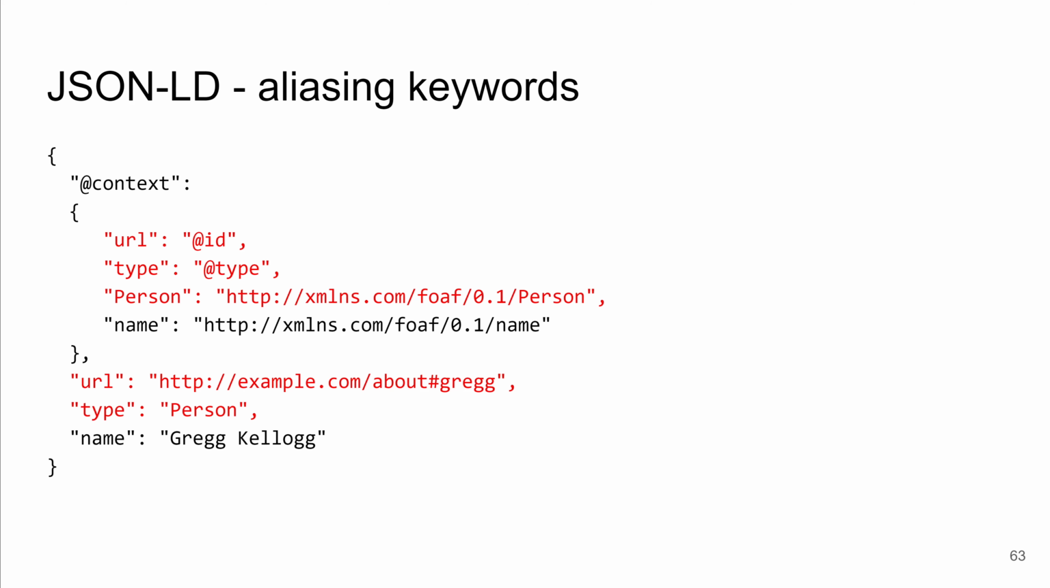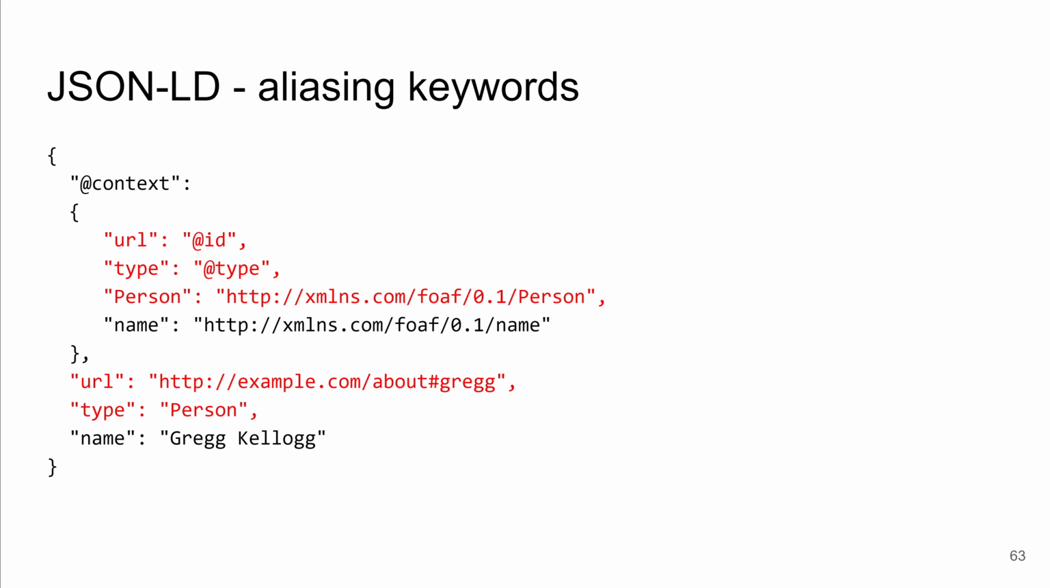We can rename those. So in our context now, we say that URL stands for @id and type stands for @type. Therefore, in the JSON part, we say URL of this object is something and the type of this object is person and the name of this person is Greg Kellogg. So now it really looks quite normal in the JSON part.